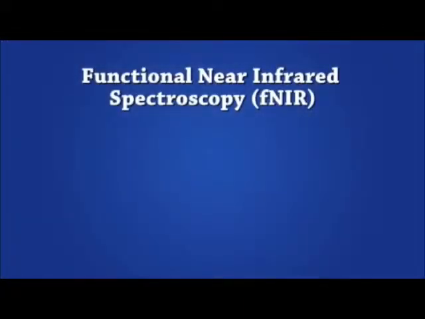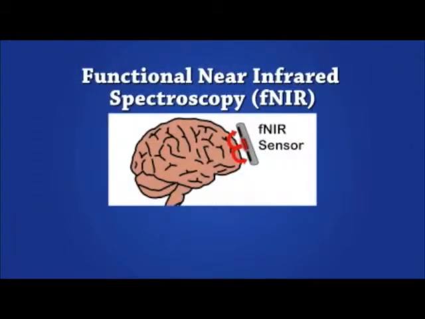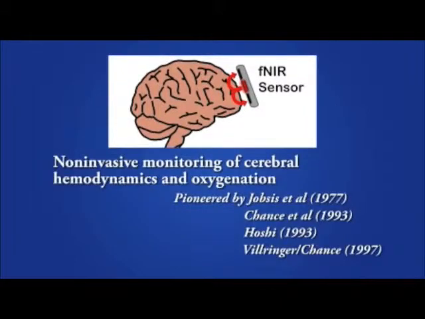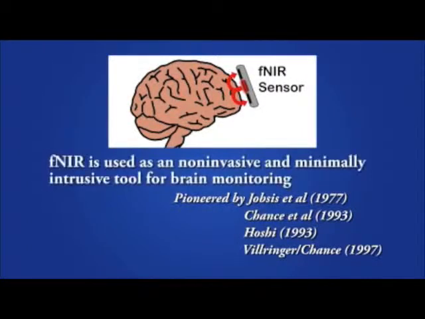FNIR is an optical brain monitoring technique that uses near-infrared light to track changes in hemodynamic responses within the cortex. Non-invasive monitoring of cerebral hemodynamics and oxygenation were first demonstrated by Jobsis and colleagues in 1977. This technology allows the design of portable, safe, affordable, non-invasive, and minimally intrusive monitoring systems that can be used to measure brain activity in natural environments, ambulatory, and field conditions.